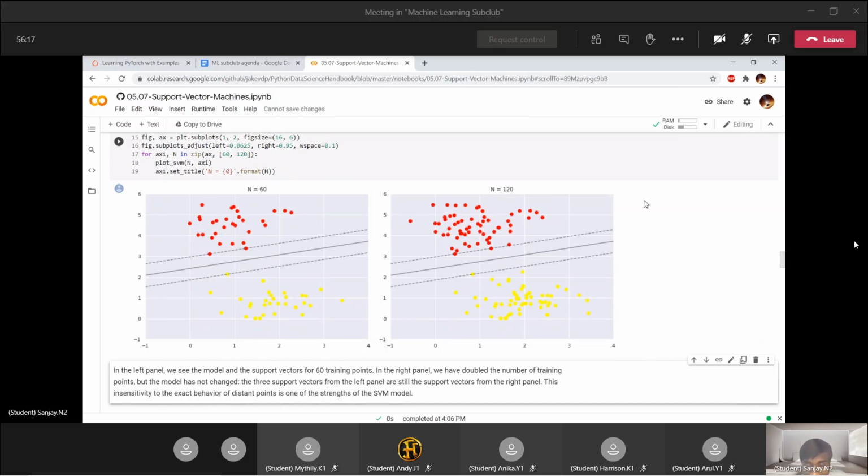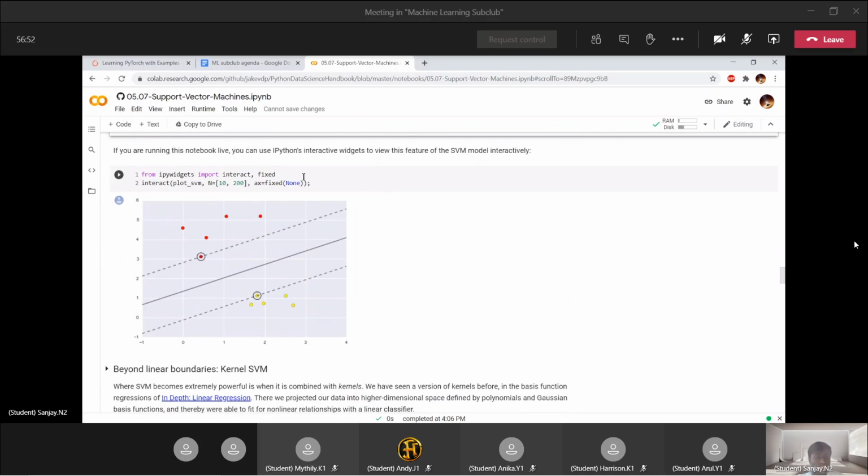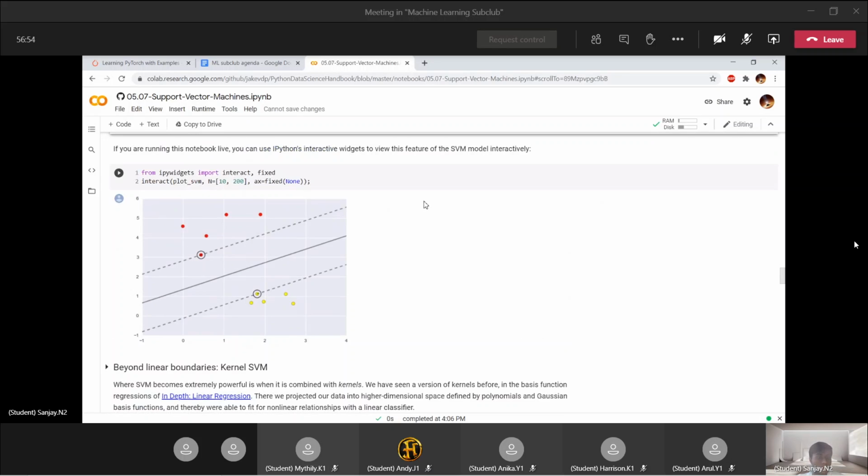So as you can see, when we have more data points, the margin itself, or the points that are chosen to be the support vectors, actually do not change. So this sort of insensitivity to the behavior of the points is one of the strengths of the SVM model, which is why when you have smaller amounts of data, SVMs outperform more complex models like neural networks, which we'll talk about. And you can also run this interactively, but we're not going to use that right now because you're not using IPython.